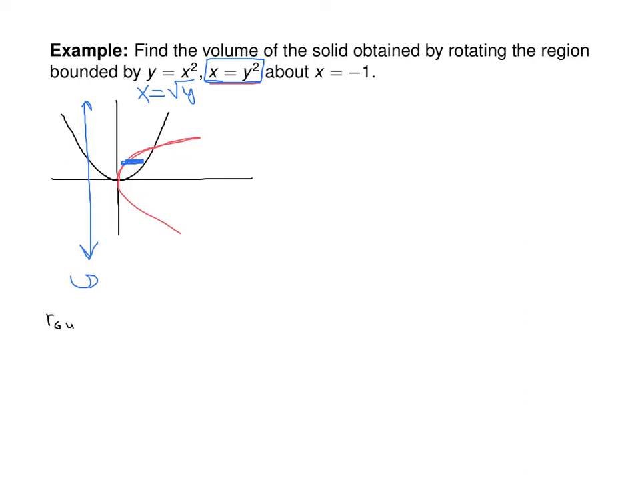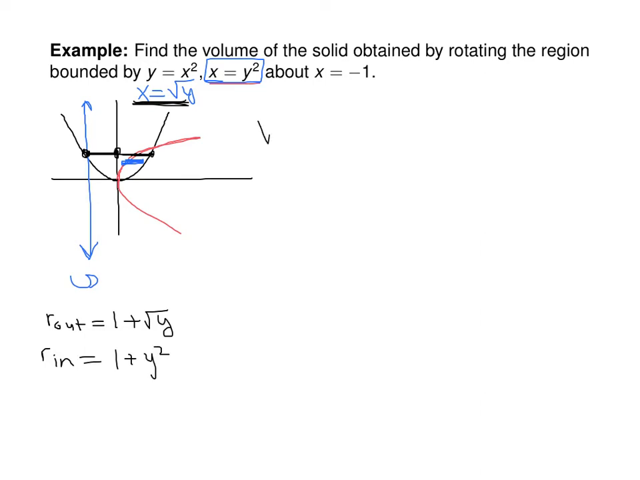So r out is the distance from my axis of rotation to the outer curve. Now that outer curve is this x equals root y. The distance from the axis of rotation to the y-axis is 1. From the y-axis to that curve is root y. So my r out is 1 plus root y. And similarly, r in will be 1 plus y squared.